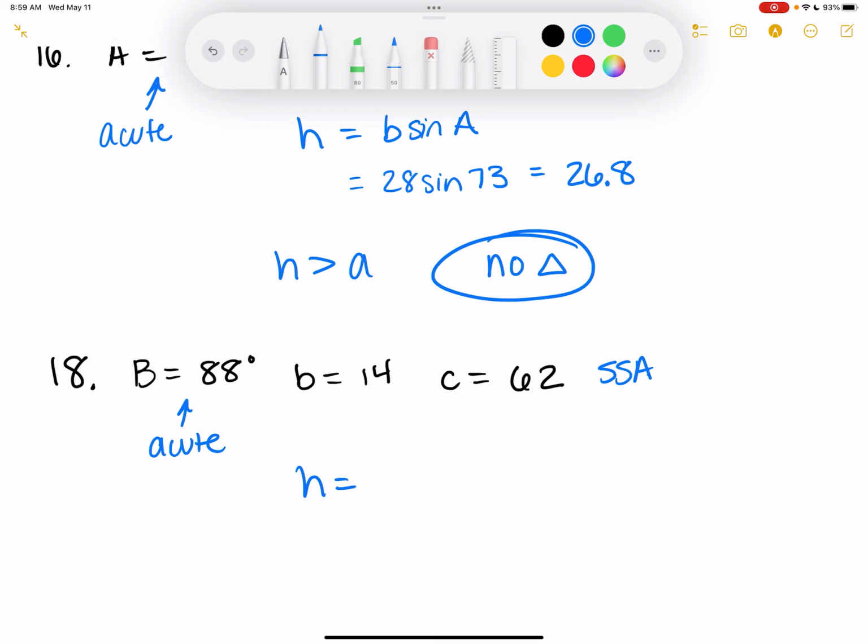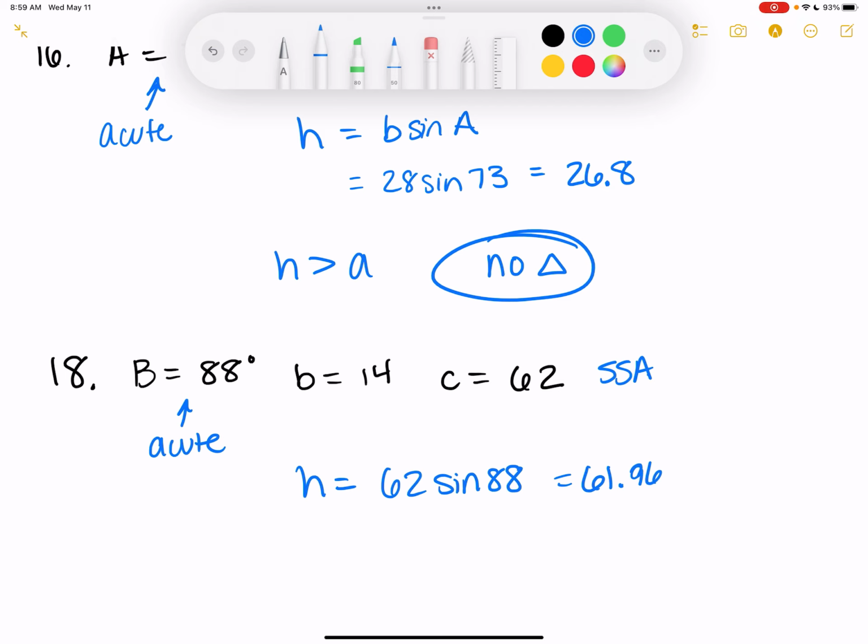Okay, in the first one, H is equal to B sine A. So whatever angle you're given, you've got to use the side that's not its friend. 62 sine 88. You said 14. I knew I was doing something wrong. It would be 61.96. Yeah, let's just keep it at that.